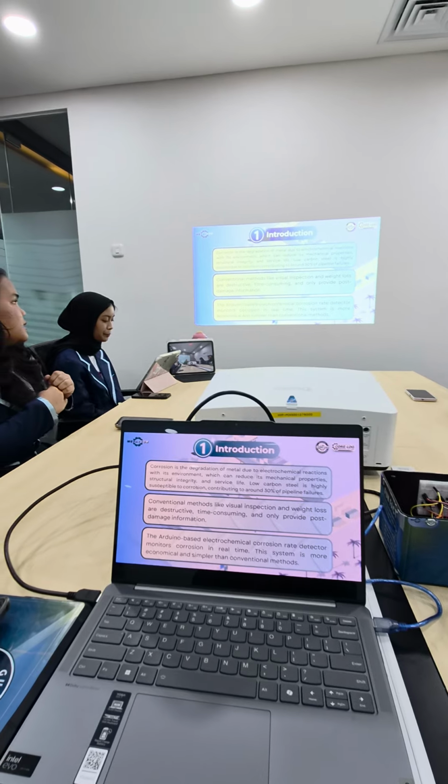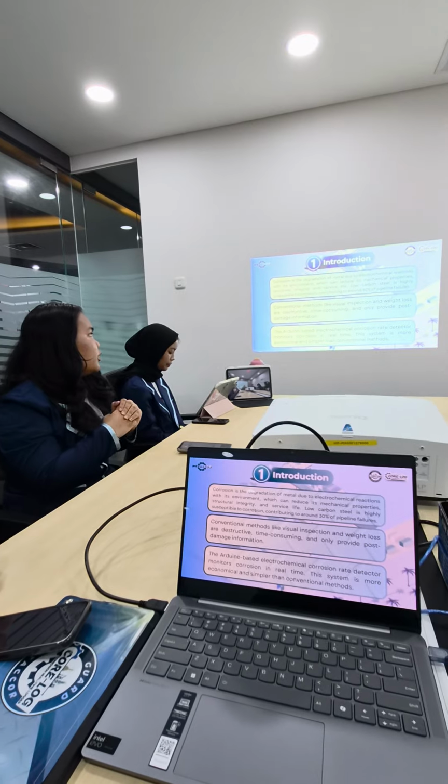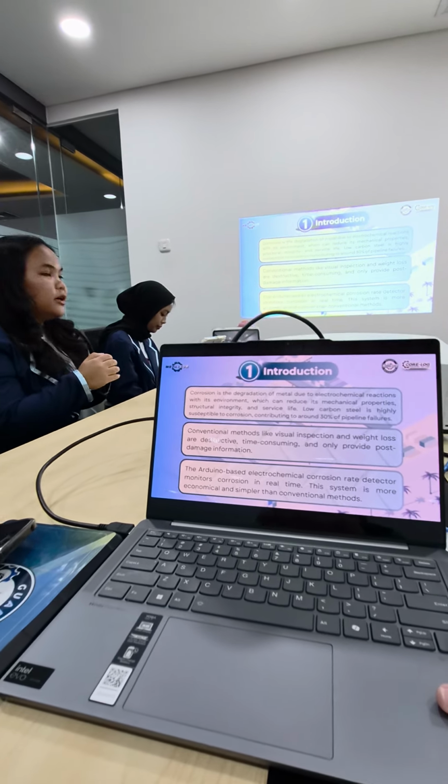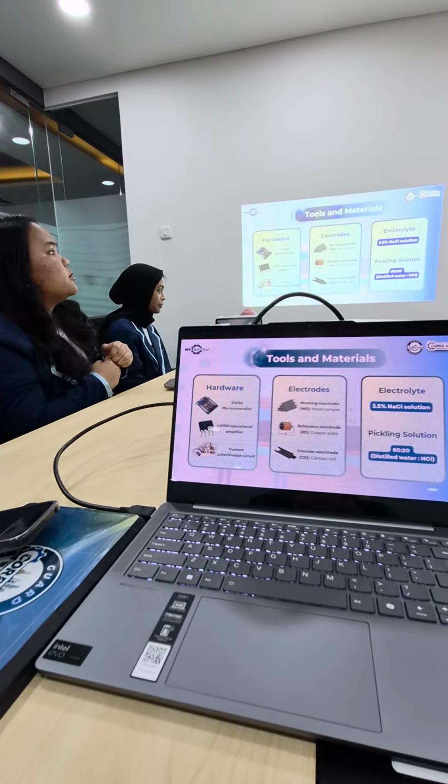The Arduino-based electrochemical corrosion rate detector monitors corrosion in real time. This system is more economical and simpler than conventional methods.